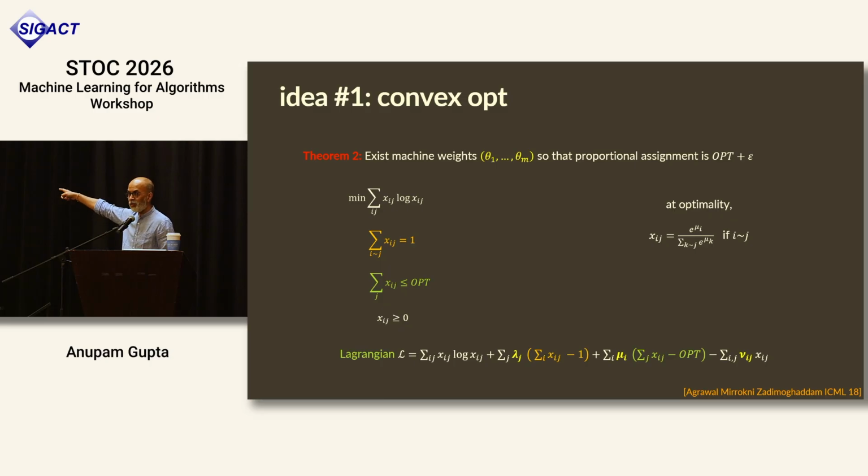At optimality, the optimality conditions say whatever beast this is, but I'll just reparameterize it, saying x_ij is theta_i. The amount to which job j goes to machine i is proportional to theta_i, normalized by the sum of all the thetas that job j can see. That is proportional assignment. So the duals of the solution to this convex program are going to give you precisely these weights that we've been waiting for. Beautiful. By the way, this comes from a paper of Shipra Agarwal, Wahab Mirrokni, and Morteza Zadimoghaddam.